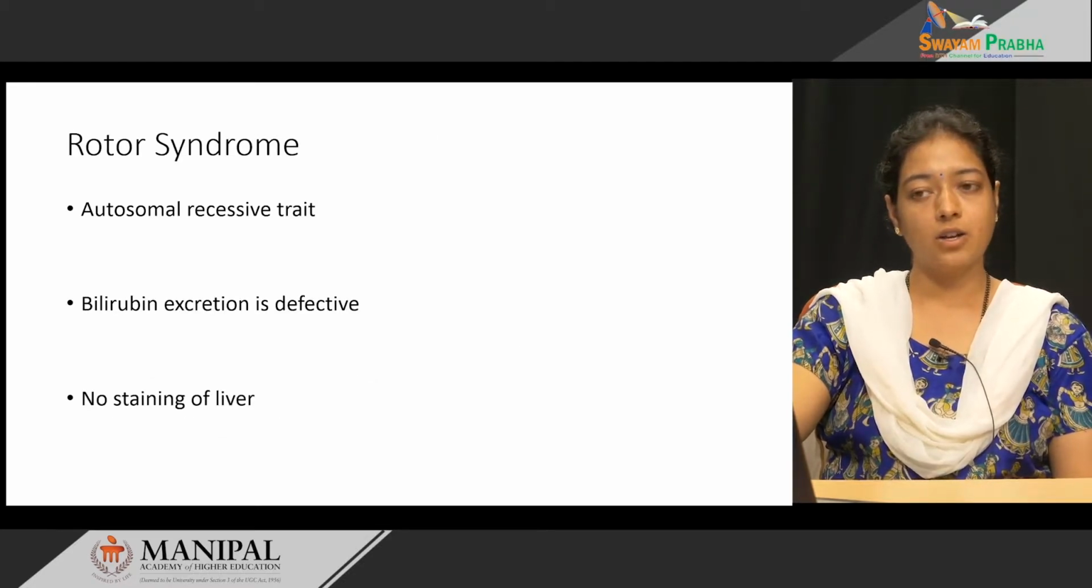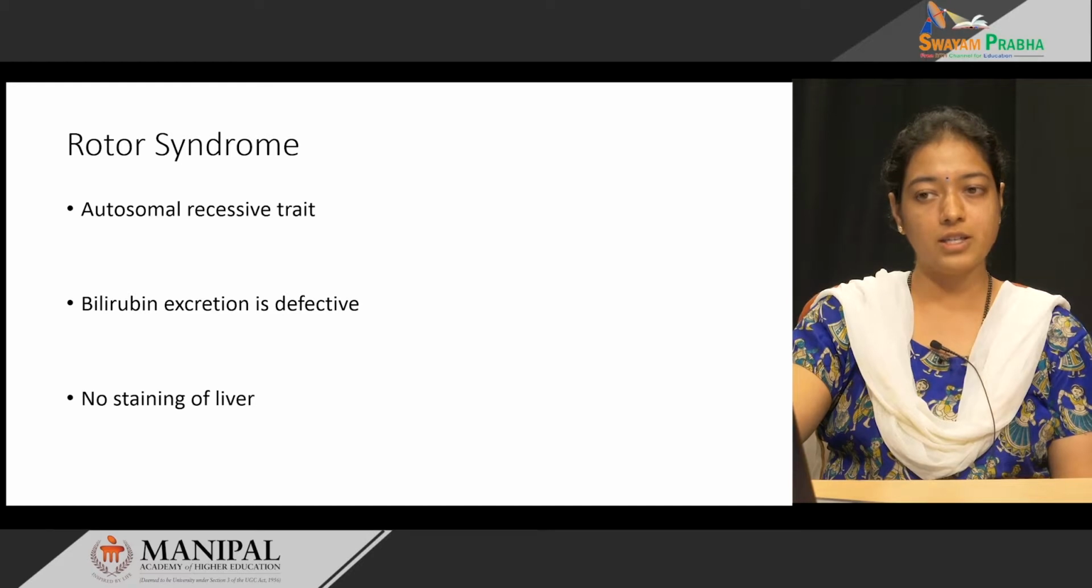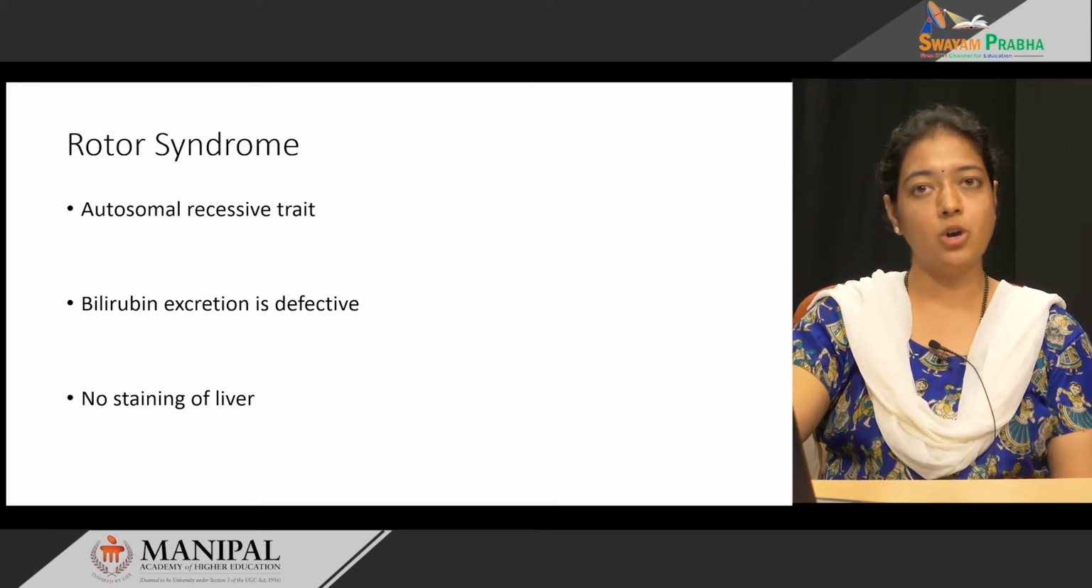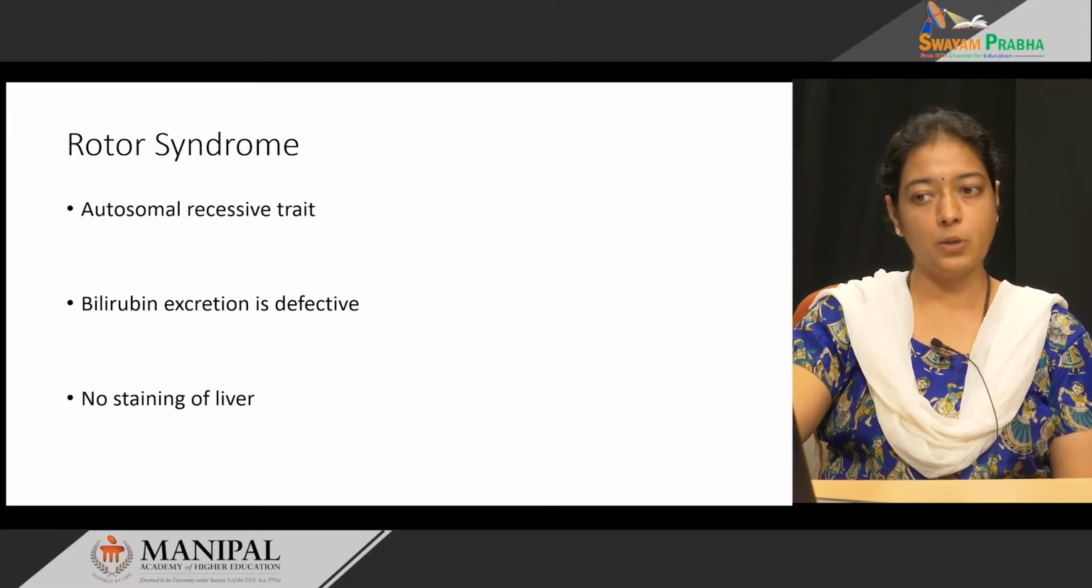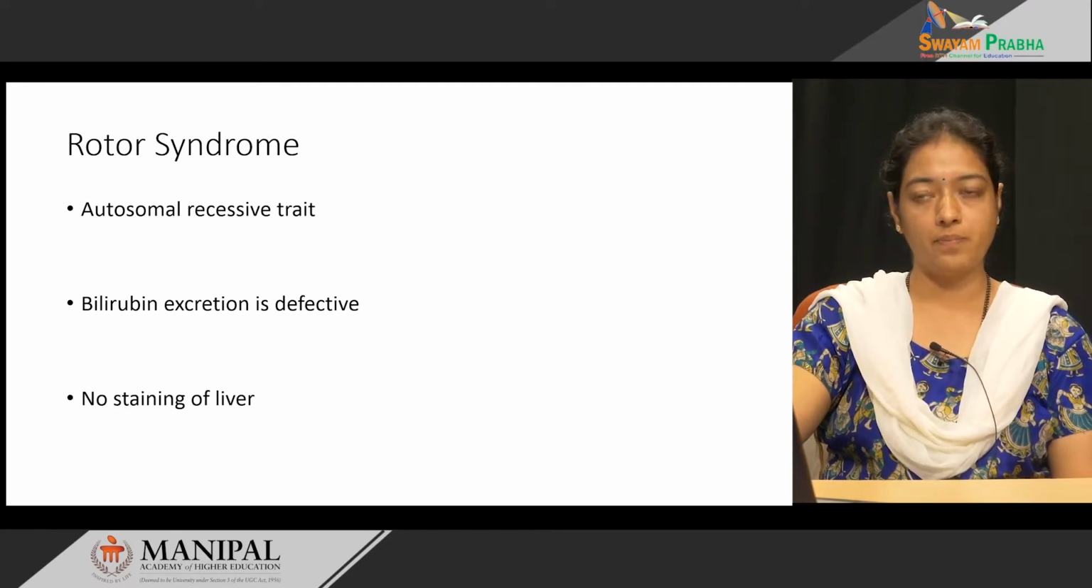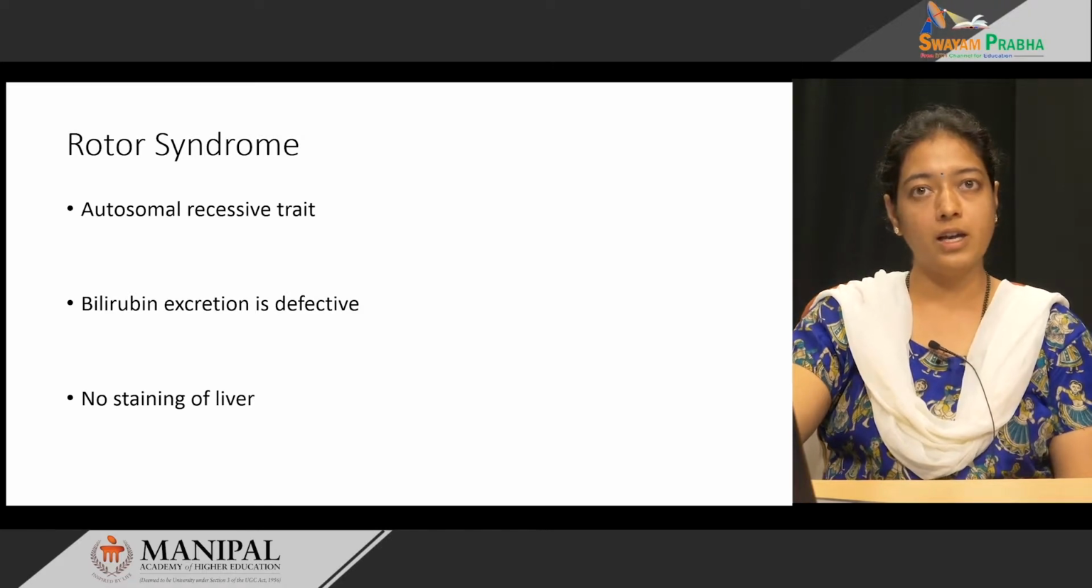The last type of congenital hyperbilirubinemia is Rotor Syndrome. It is also an autosomal recessive trait. The problem here is bilirubin excretion, but there is no staining of the liver. So, there are 4 congenital hyperbilirubinemias which we discussed. First one was Crigler-Najjar syndrome, the second one was Dubin-Johnson, then Gilbert's, then Rotor's.